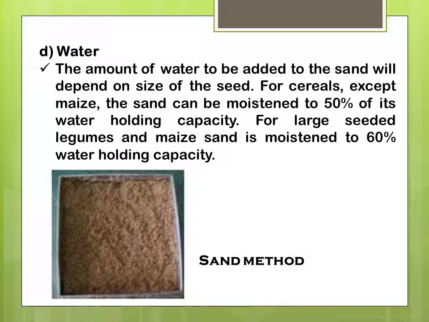Next is water. Water is a master condition and is very important. The amount of water to be added to the sand will depend upon the size of the seed. For cereals, except maize, sand can be moistened to 50% of its water holding capacity. So it is very important which seeds you are going to use. This is called the sand method.